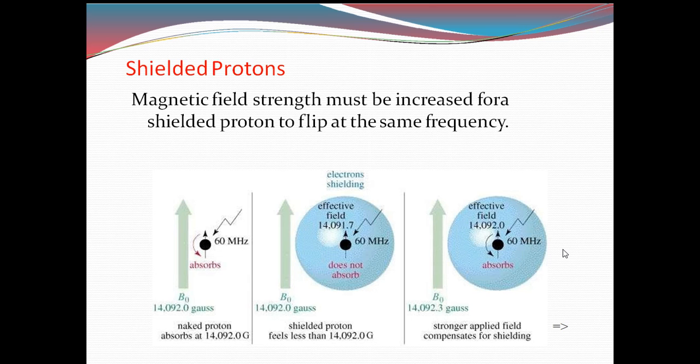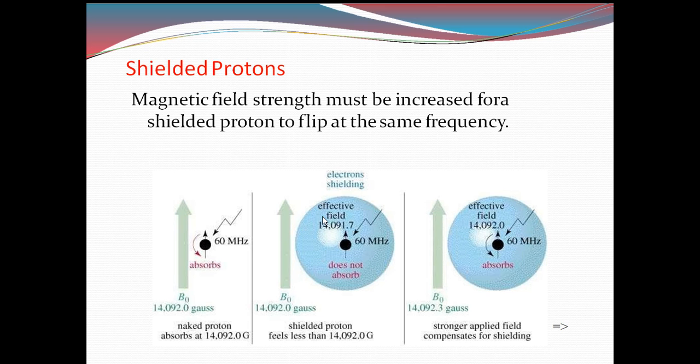And for the shielded protons, the magnetic field strength can be increased if you look at the same frequency. So here, this is the naked proton. Generally the naked proton will absorb at 60 megahertz, and the shielded proton maybe feels very little, so this may be very less. So you have to apply more magnetic field. Is it clear? This is only a naked proton, that means it doesn't have any functional groups attached to it. So this will generally absorb at 60 megahertz.